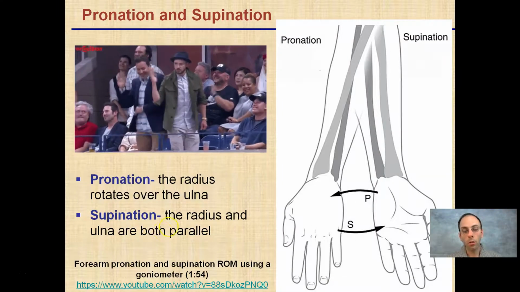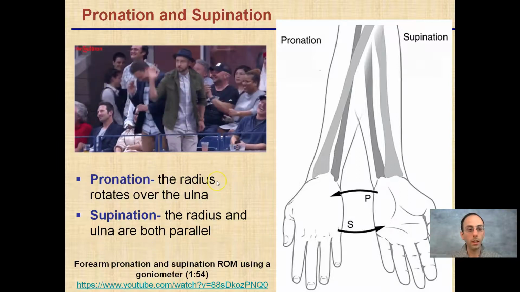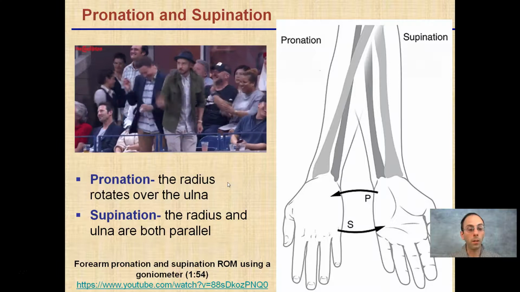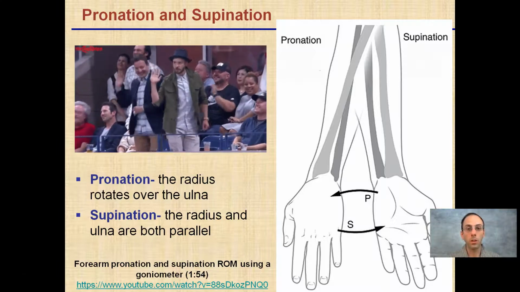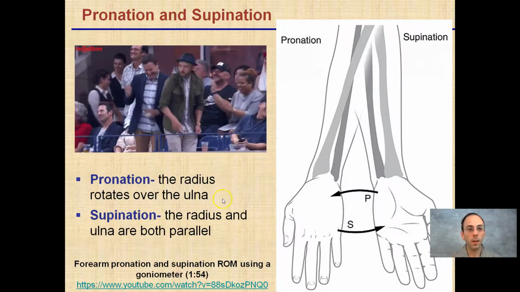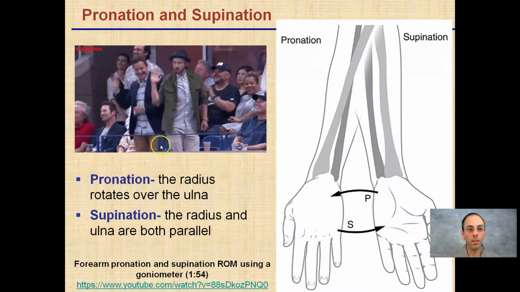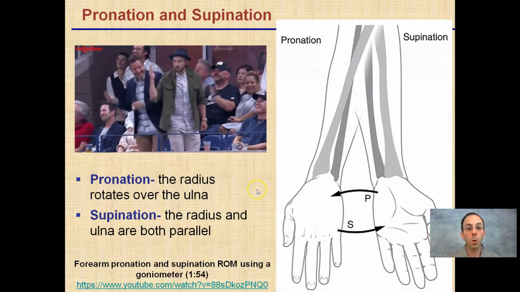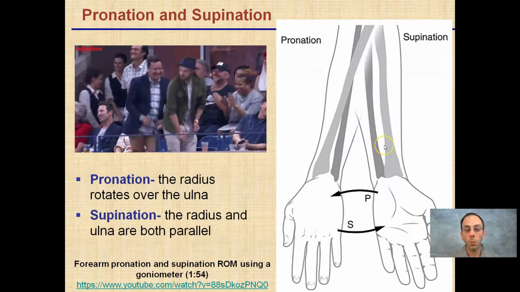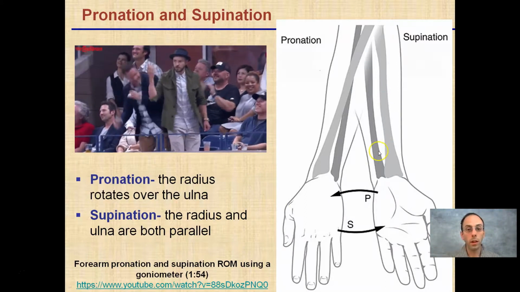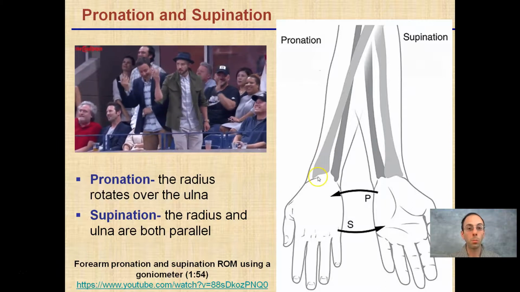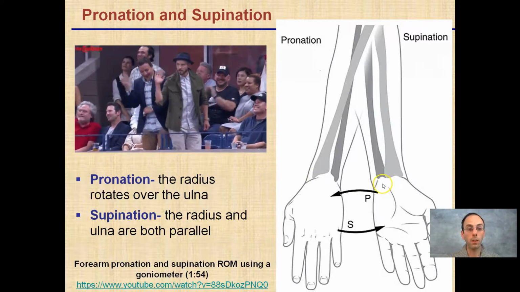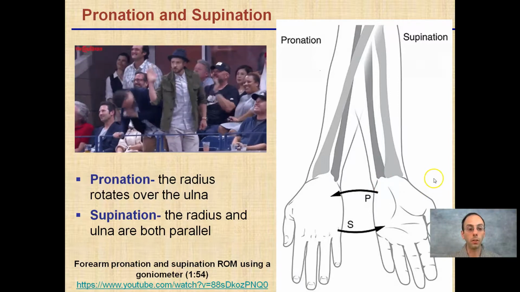Pronation and supination, we see that here, where we're rotating our radius over the ulna, that being the pronation. We see that here with Justin Timberlake and Jimmy Fallon. We see that rotation that is occurring here. When they're both in the parallel position, that would be the supination, and when it's rotated over, that would be called the pronation step. Remember, supination, that parallel, is considered the standard orientation there.